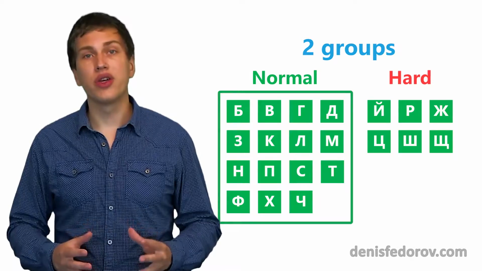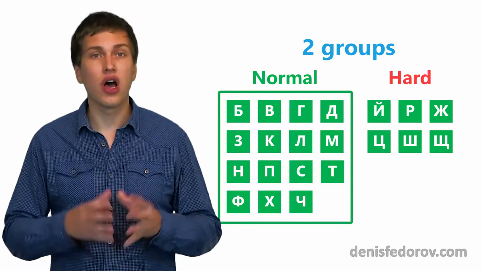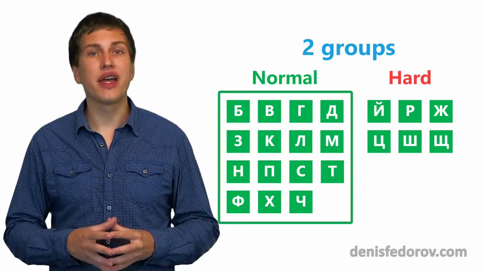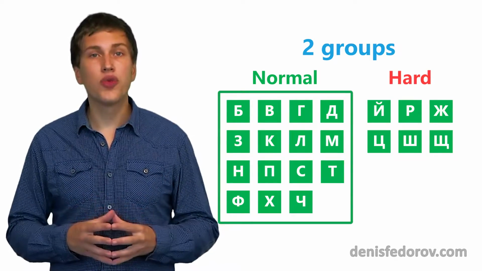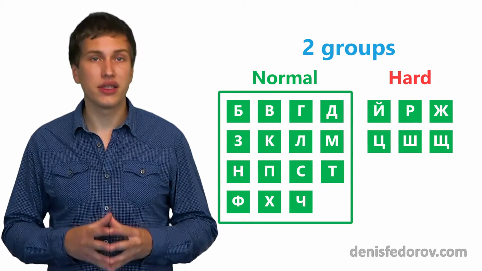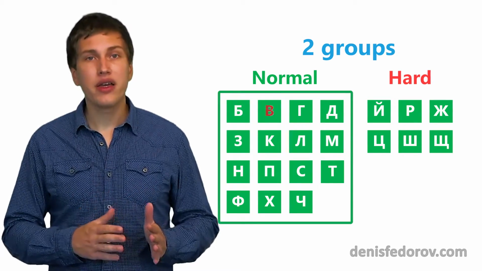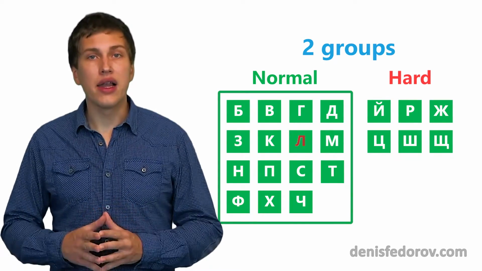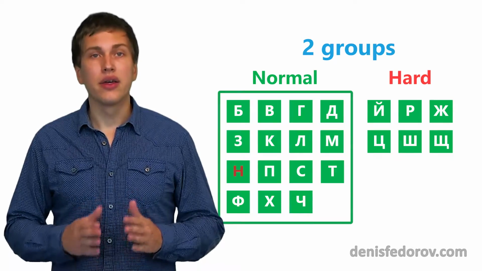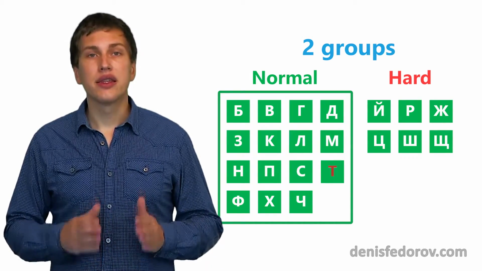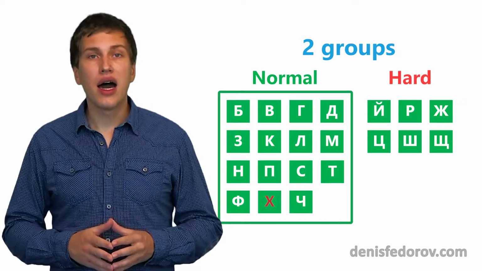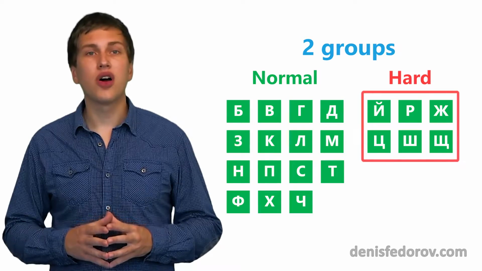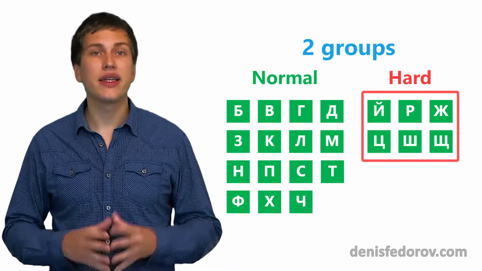We call it so because you can already pronounce all of these letters, but don't know it yet, because these sounds have an analogy in English. This group consists of the following consonants: B, V, G, D, Z, K, L, M, N, P, S, T, F, H, Ч. 15 letters.